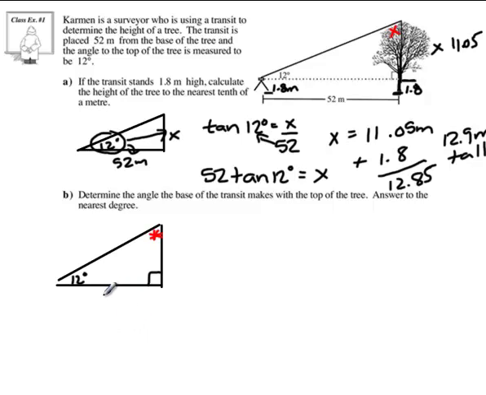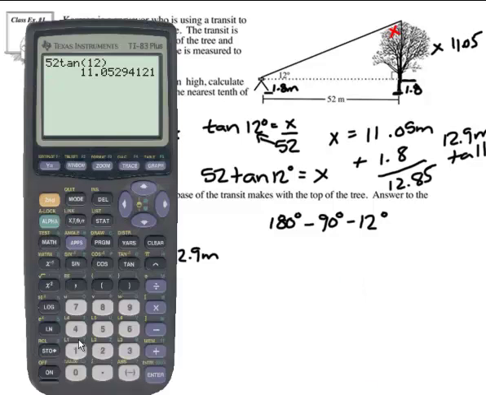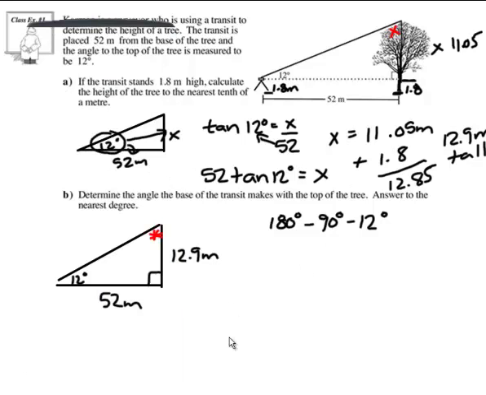So there's a couple different things that you can do. This is 52 meters, and this one we determined was 12.9 meters. One thing that you can do is use the rule that triangles are 180 degrees. So 180 degrees, subtract the angles that you know. I know the 90 degree and I know the 12 degree. So of course 180 minus 90 is 90, so you can start with 90 and then subtract the 12. So 78 degrees is the measure of that top angle.